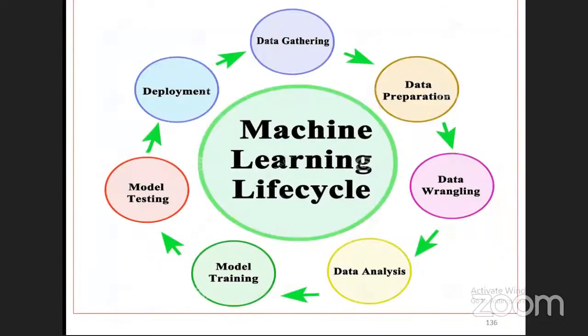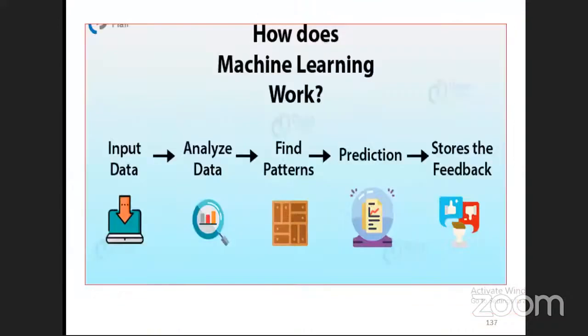This is the machine learning life cycle: data gathering, data preparation, data wrangling. I think everybody knows data wrangling is nothing but pre-processing the data, eliminating the noisy data, redundant data, inconsistent data, dirty data. Then we are applying the data analysis. Then we are developing a model training, model testing, eliminate the exceptions in the runtime duration. Then deployment, etc. Then how does this machine learning works?